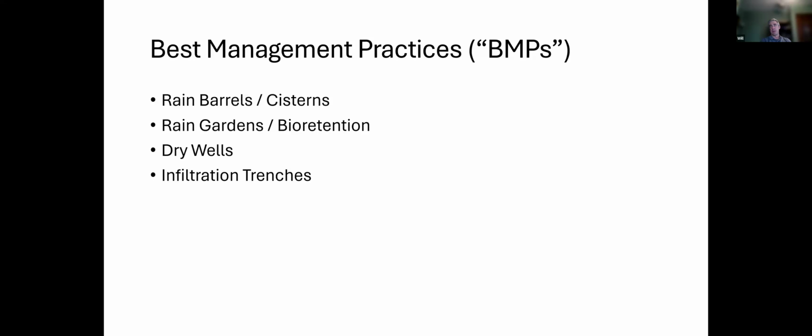So the best management practices that are available under the simplified approach are rain barrels and cisterns. You can use rain gardens or bioretention swales. It's just another name for the same thing, essentially. Or you can use dry wells or infiltration trenches. And these are all fairly simple BMPs that could be installed by a homeowner or a contractor.